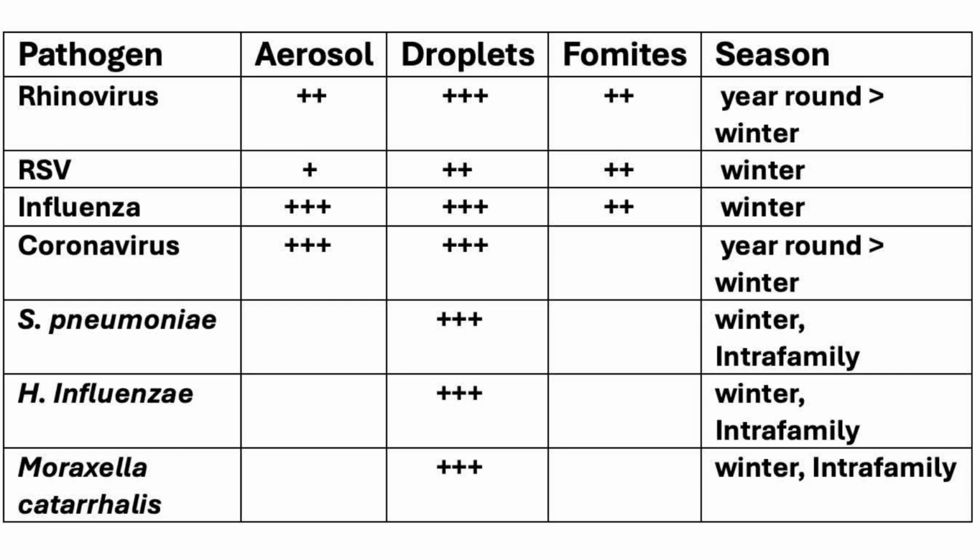This table summarizes our current knowledge. As you can see, droplets are the major route for all pathogens. Aerosol is seen in most of the viral causes, and fomites, that is, contracting it by touching surfaces, is less common, being documented in 3 of the viruses and none of the bacteria.